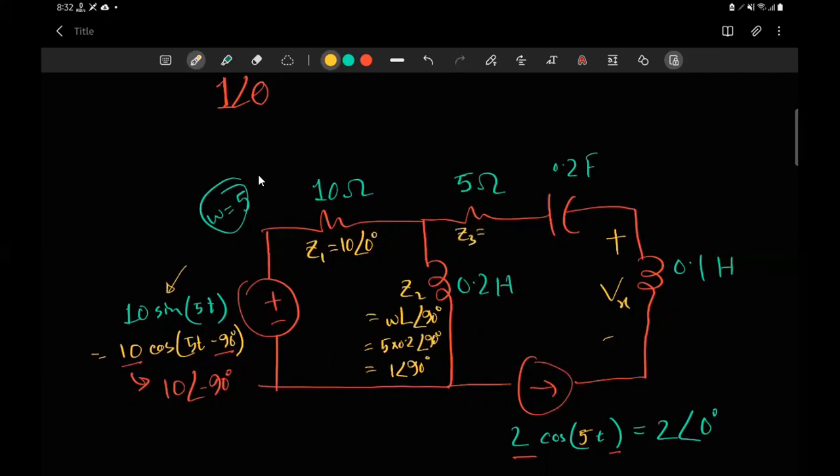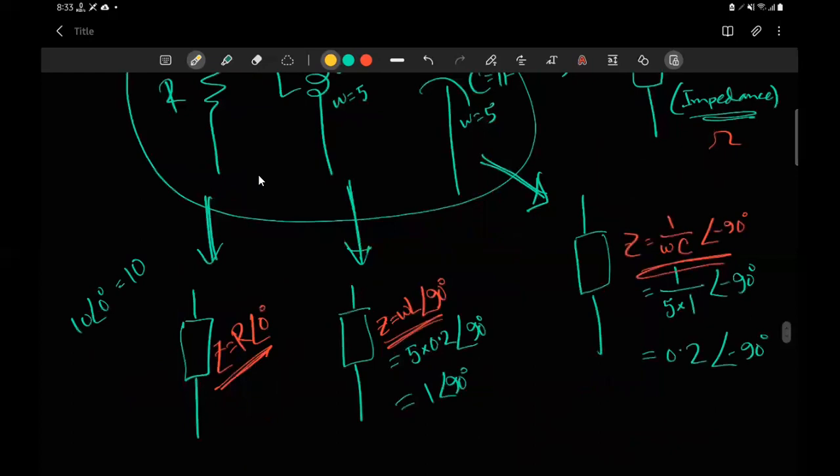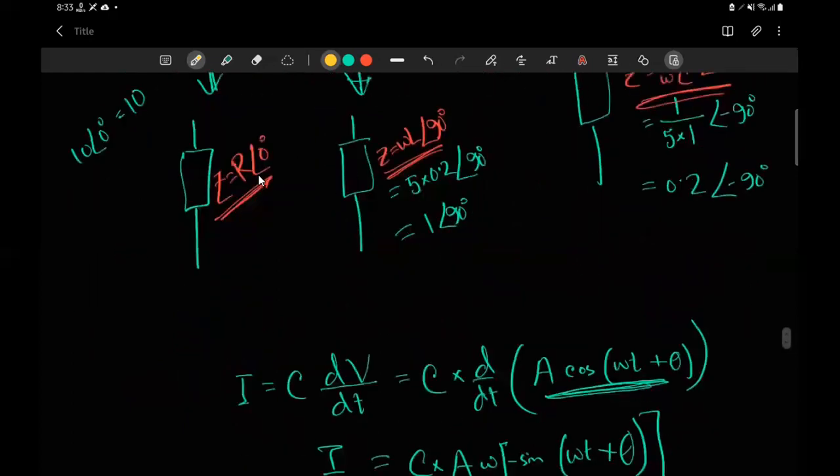What's the value of this one? 1 over omega C? No, this is a resistor. I'm talking about the 5 ohm resistor. This is just 5 angle 0 degrees, right? Yes, for resistors, the formula is just whatever the value of the resistor is. There is no complex part to that.